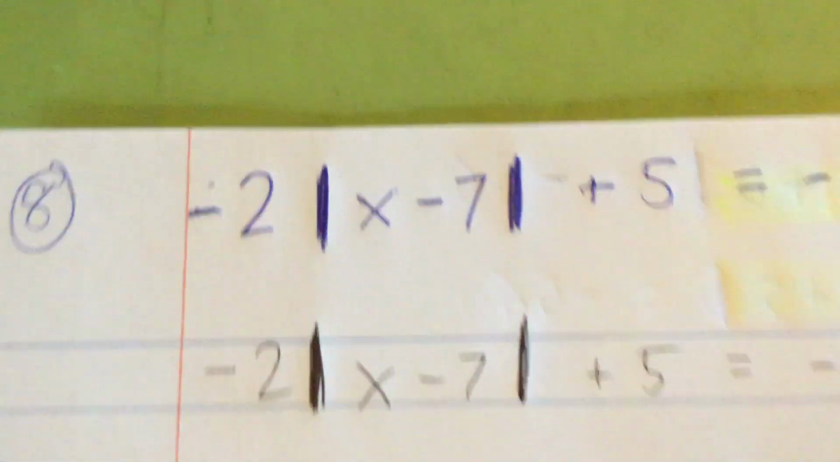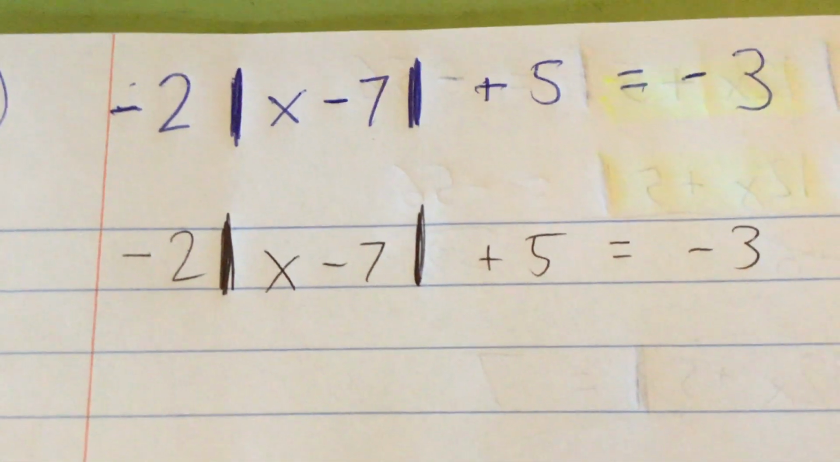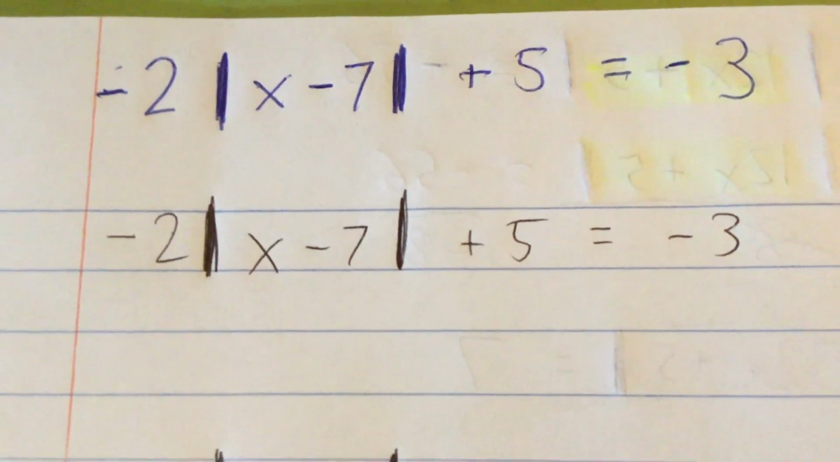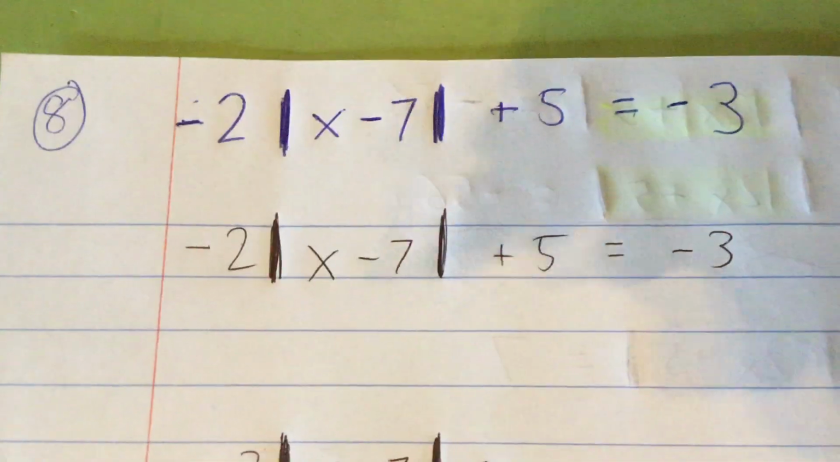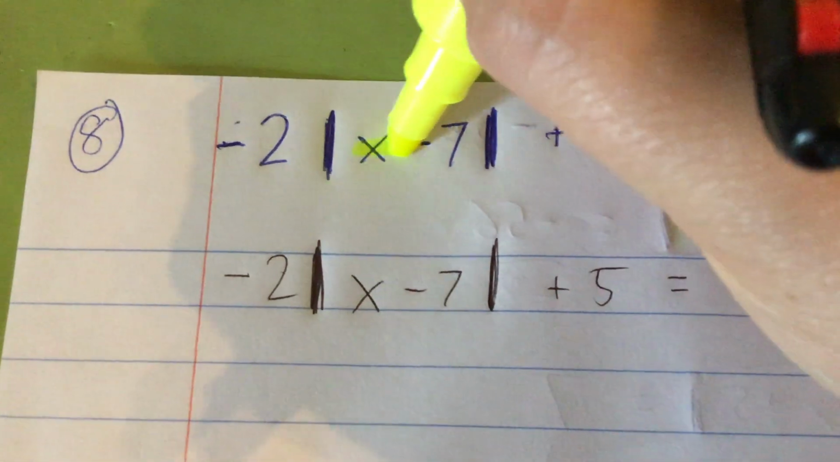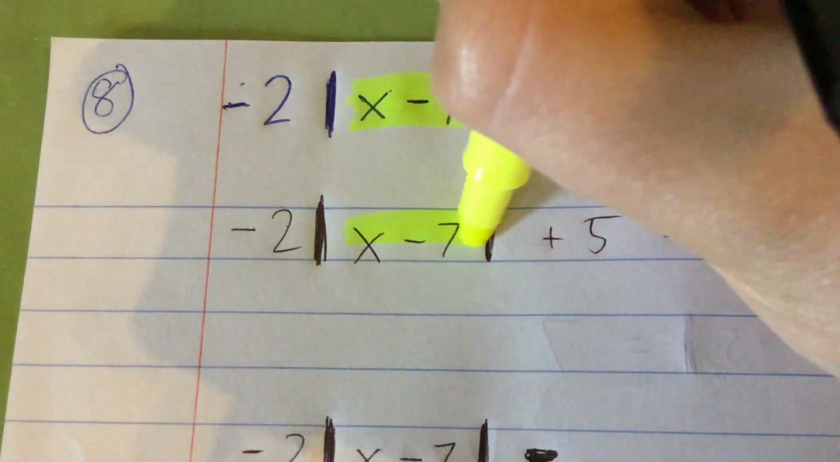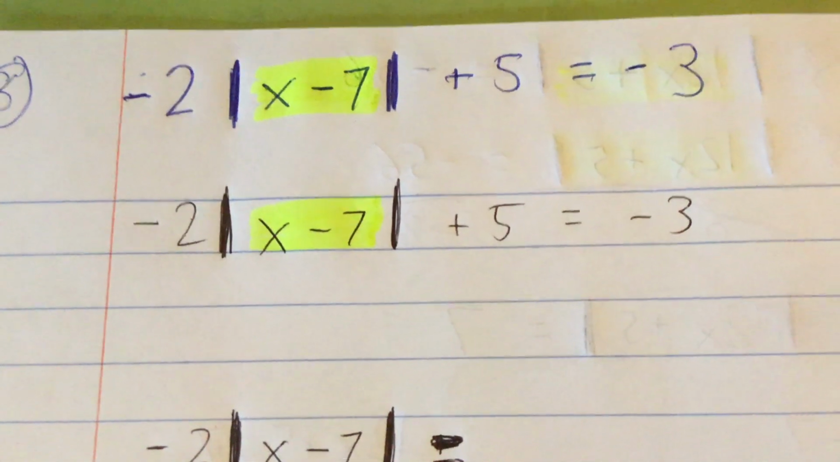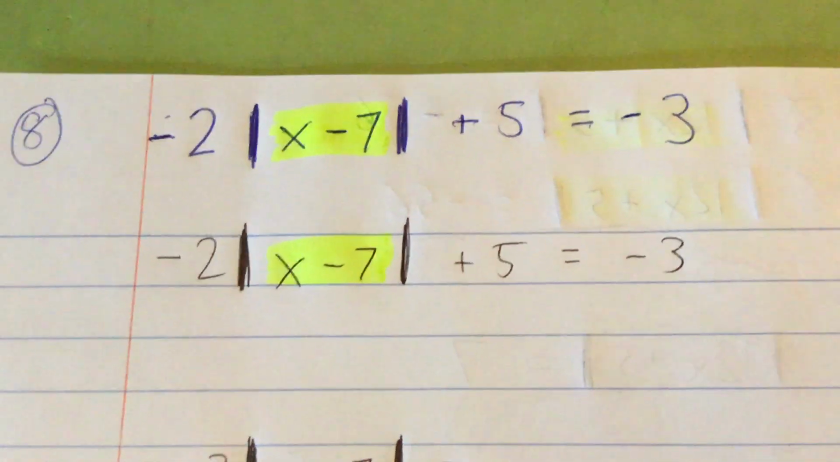Okay, last problem of the day. So -2 times the absolute value of x minus 7, plus 5, is equal to -3. Can I make the judgment call that it's a no solution problem right now? No, I need to get the bars isolated first. So I'm going to highlight it and do my math. And again, I'm making it clear, you don't have to use a highlighter for this. I'm just showing you that you're solving for the bars before you solve for x.